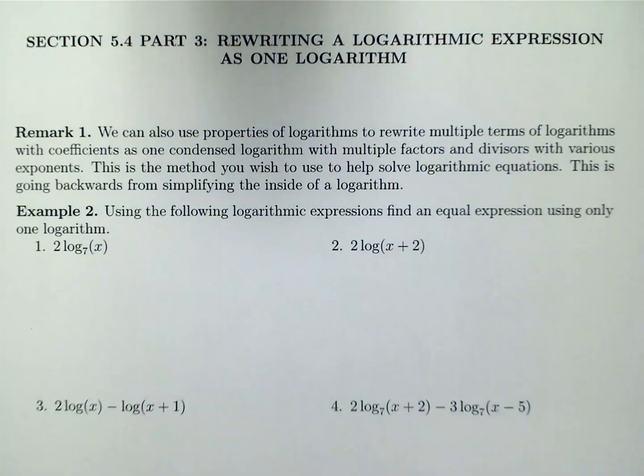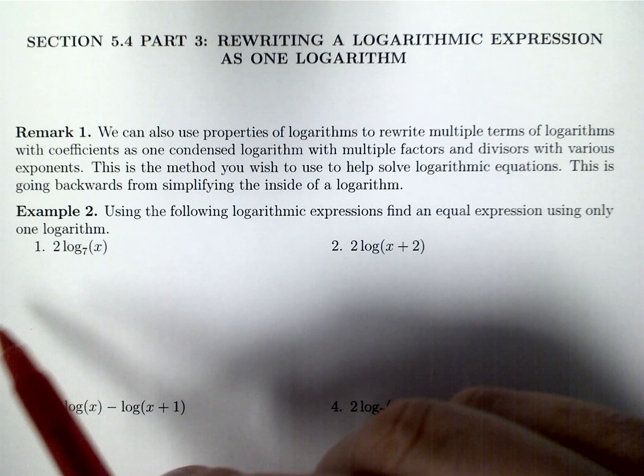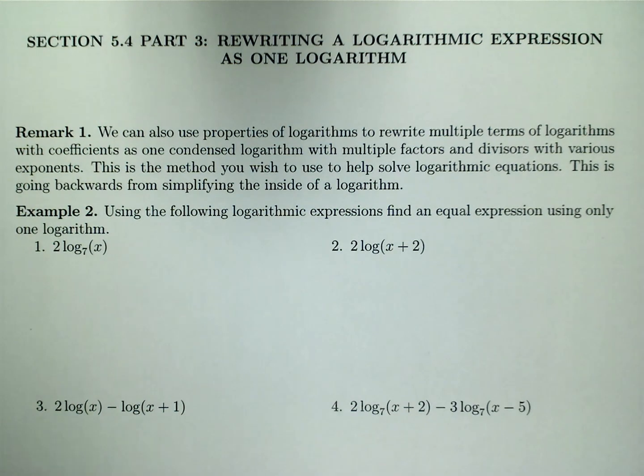So in the last section, part 2, we talked about how to take one logarithm and write it as multiple, or take the exponents and put them out as coefficients. In this one, we're going to be doing exactly the opposite, working backwards from exactly what we were doing, in exactly that same order.